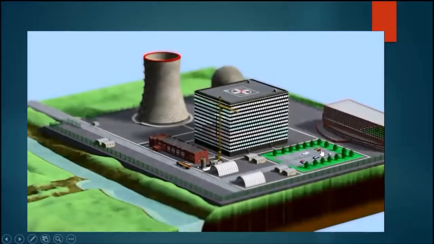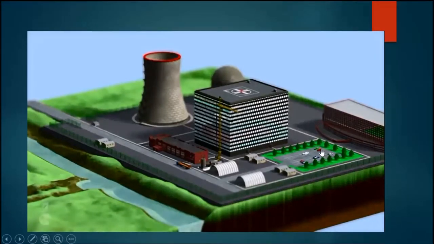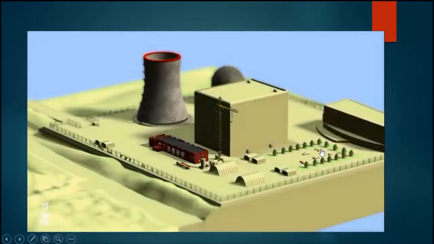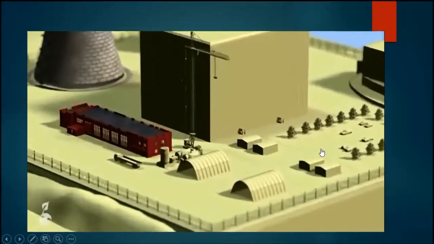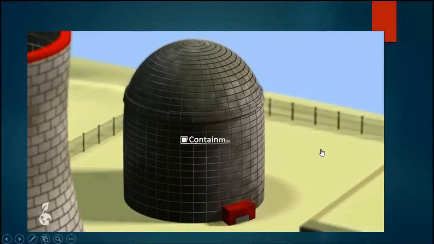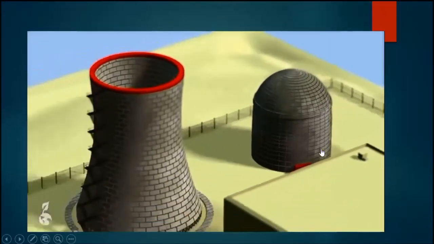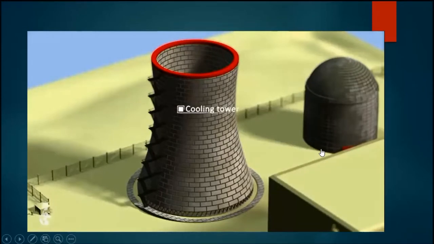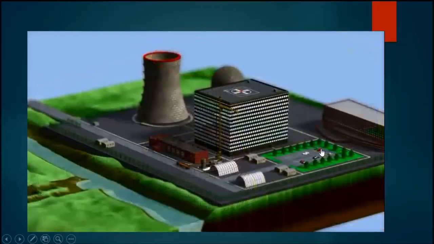Nuclear power plants are thermal power stations which generate electrical energy from heat. They consist of numerous buildings and facilities, the most important of which are as follows. The turbine building houses several turbines as well as the generator necessary for electrical power generation. The containment building where the nuclear reactor is housed is made of meter-thick reinforced concrete. Inside this building, nuclear reactions take place where water is heated up. The cooling tower, which can be as tall as 200 meters, is where hot water is cooled.